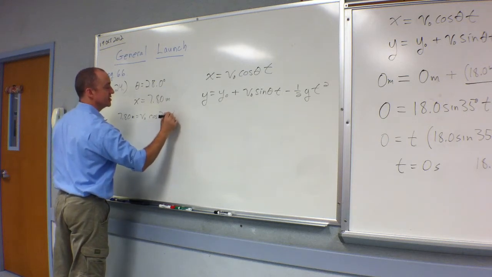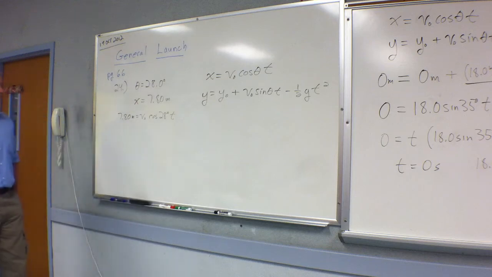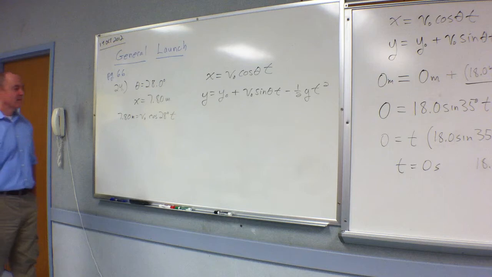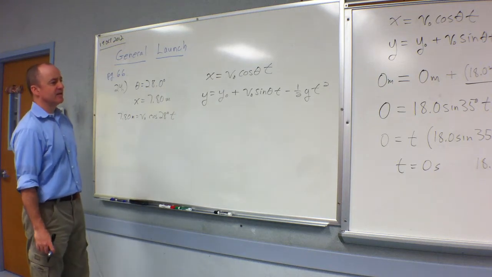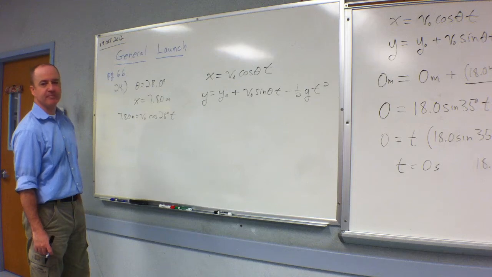Cosine 28 degrees t. What's the problem with that one? You've got two variables you don't know. We have two unknowns. Do we know anything at all about the other equation? Well, I think we know that we'd assumed that.